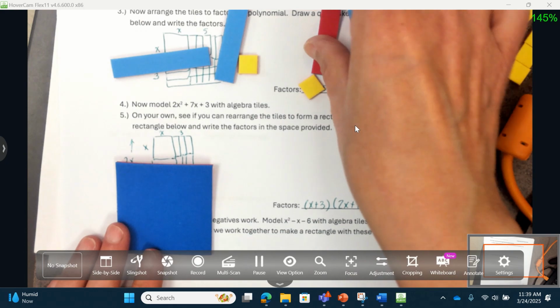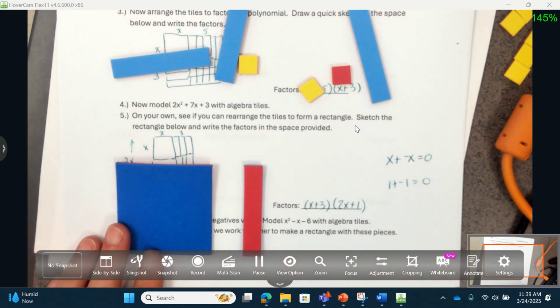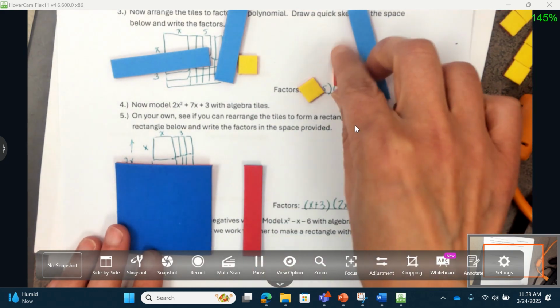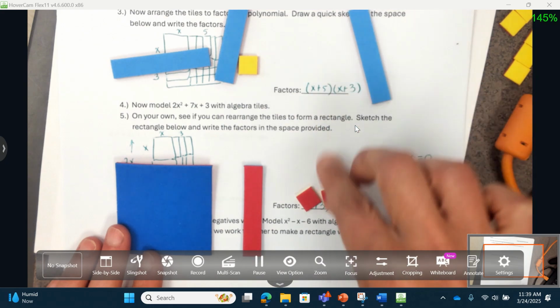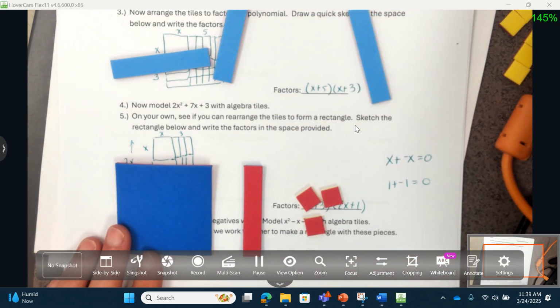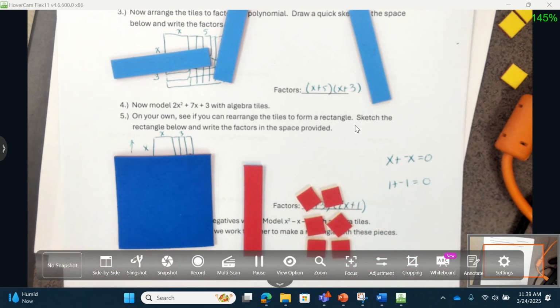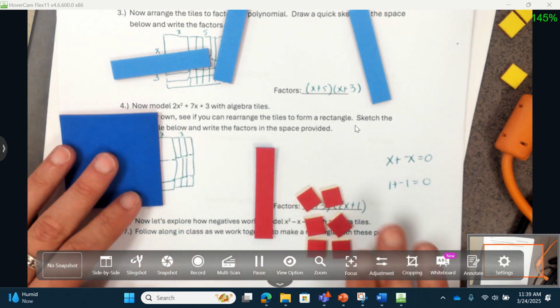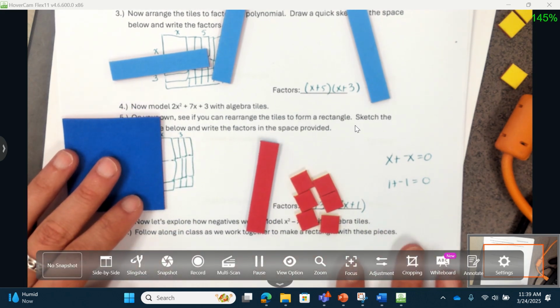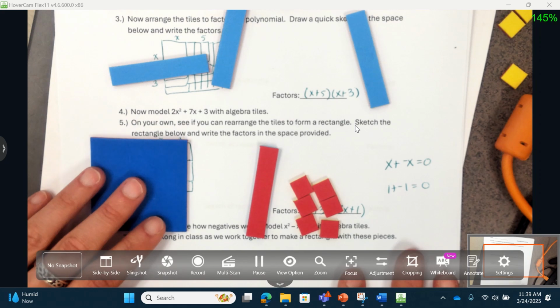We will have a minus x, so we're going to have the negative x, and now a minus 6. So we're going to flip them all over to have our model polynomial. So this would be x squared minus x minus 6. Now, it says follow along in class as we work together to make a rectangle with these pieces.